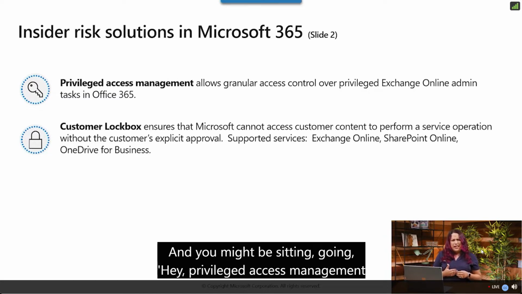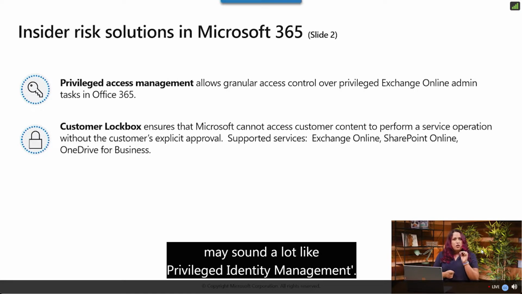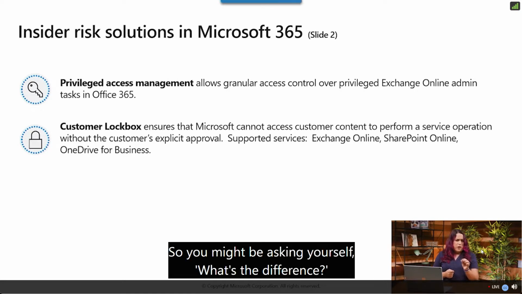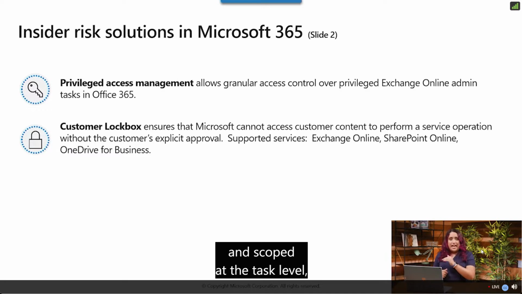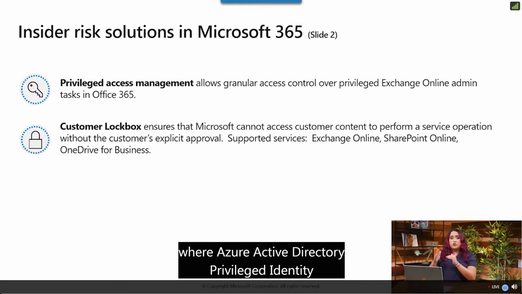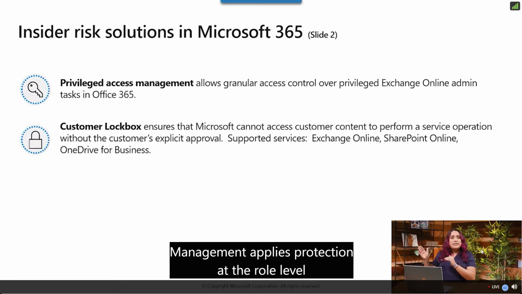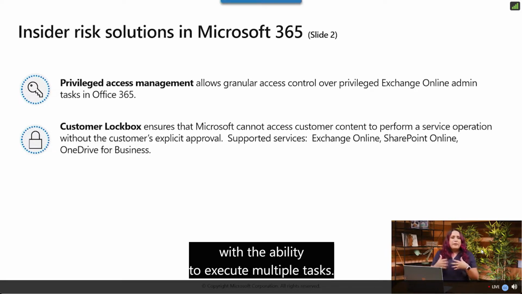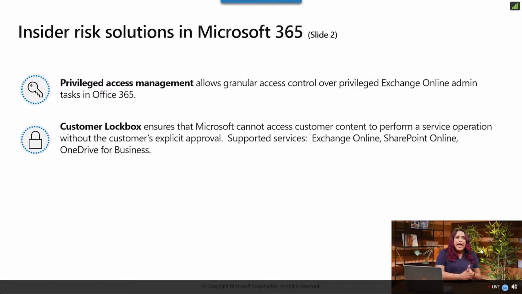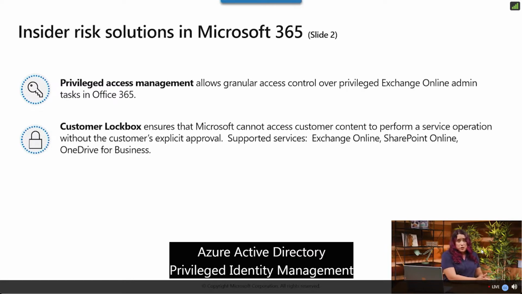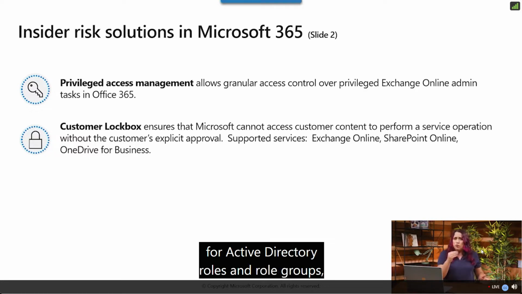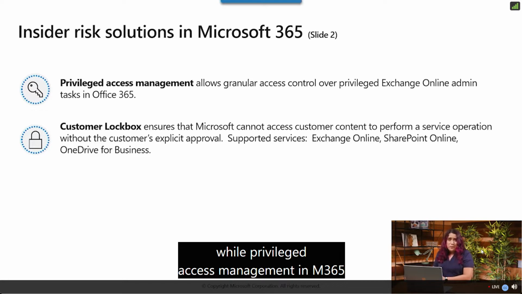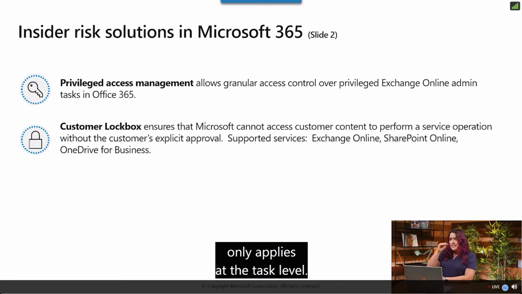Now you might be saying, hey, Privileged Access Management may sound a lot like Privileged Identity Management. So you might be asking yourself, what's the difference? Privileged Access Management is defined and scoped at the task level, whereas Azure Active Directory Privileged Identity Management applies protection at the role level with the ability to execute multiple tasks. Azure Active Directory Privileged Identity Management really focuses on allowing managed access for Active Directory roles and role groups, while Privileged Access Management in M365 only applies at the task level.